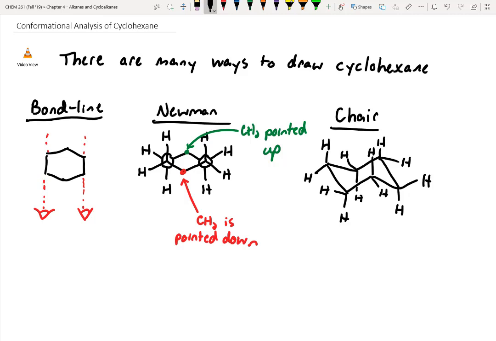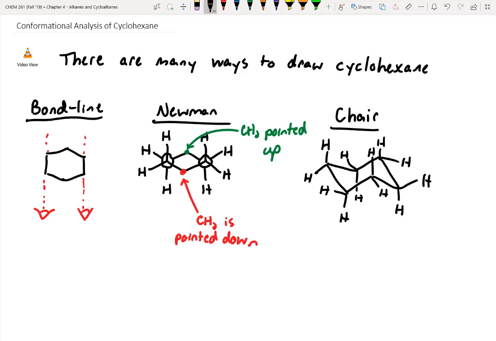So everybody drew that super fast, right? All right, so what we'll do today is I'll show you the steps for drawing this. So don't worry if you can't draw it perfectly right now. But really, all of these are different views of the same molecule. Bond line is looking down, Newman is looking side on, and then chair is offset at an angle.